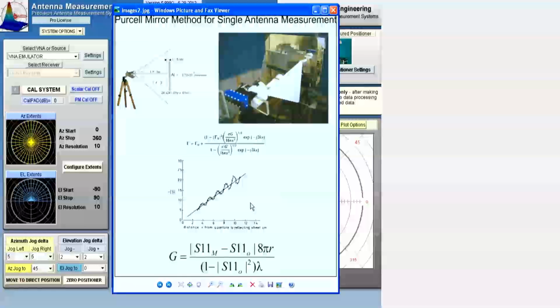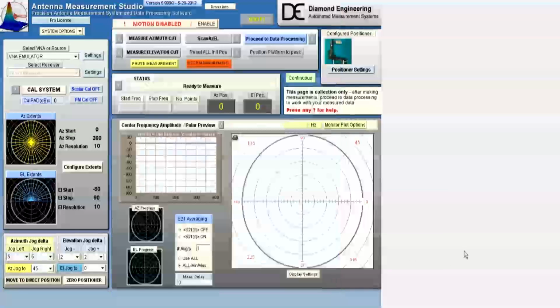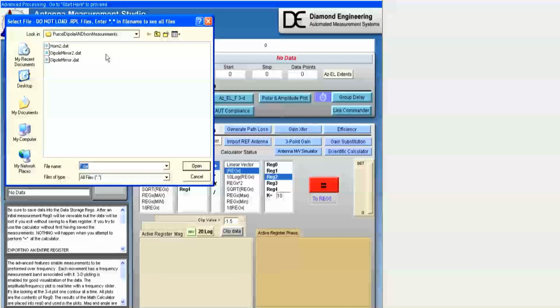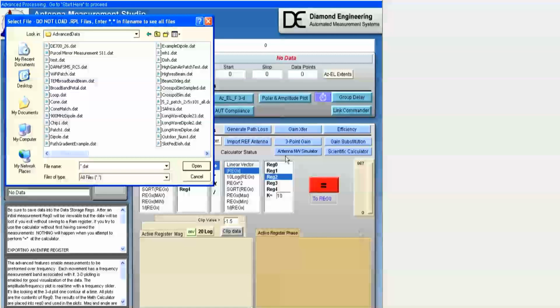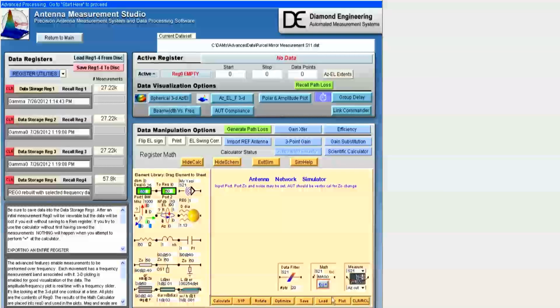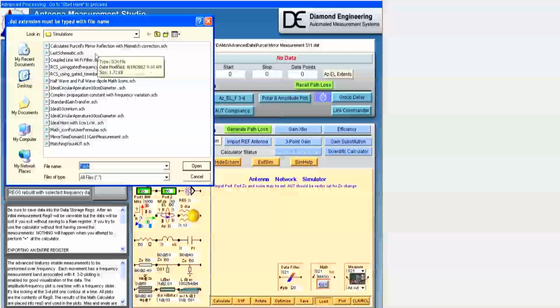Now that we have an understanding of the historical application of this method and the formula involved, let's begin to perform a measurement utilizing the mirror method. First, we proceed directly into the data processing area of the Antenna Measurement Studio software. Now we load the original measurements made on the DE726 horn, which are located in the advanced data directory and are named Purcell mirror measurements.dat. We then invoke the simulator and load the pre-configured schematic file named calculates Purcell's mirror with mismatch correction.sch.